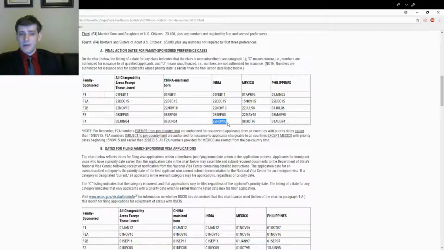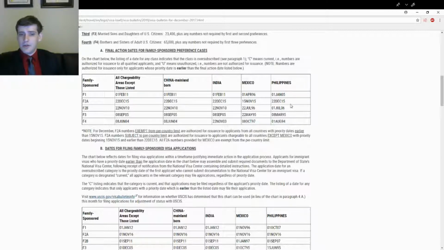That means there is a 2017 minus 2003, a 14-year lag in the processing, which means your brother or sister would most likely have to wait 14 years before their application is ever properly processed and that process can actually start. We can look at these for F1s. They're lagging behind 6 years, February 1st, 2011.